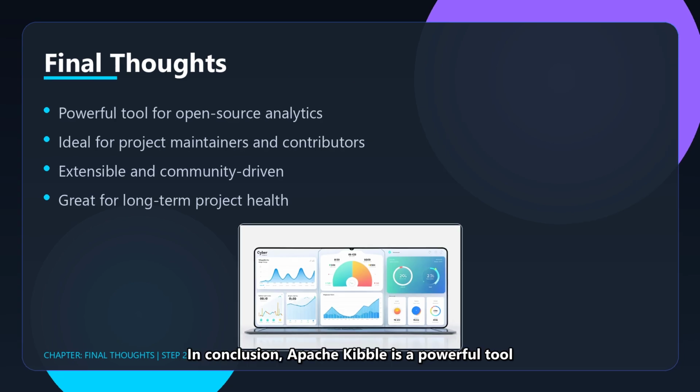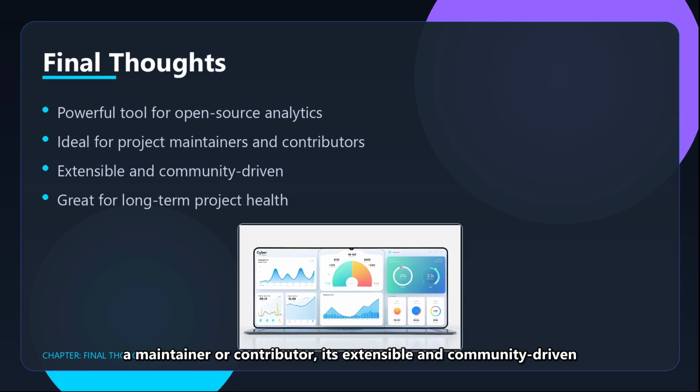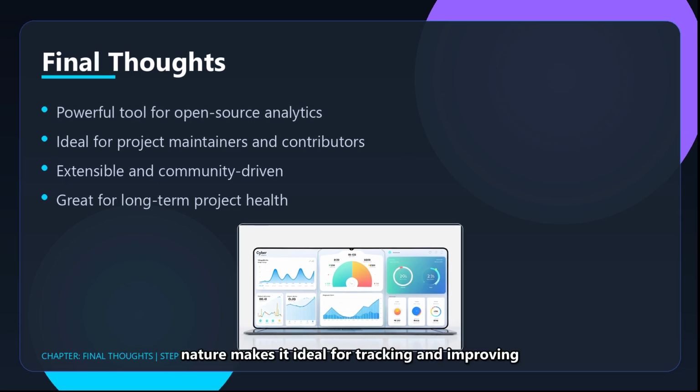In conclusion, Apache Kibble is a powerful tool for anyone involved in open source development. Whether you're a maintainer or contributor, its extensible and community-driven nature makes it ideal for tracking and improving project health over time.